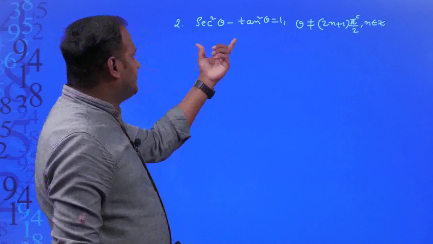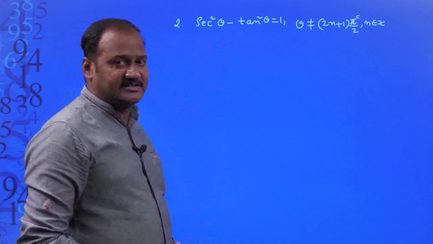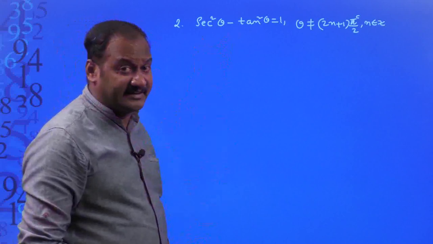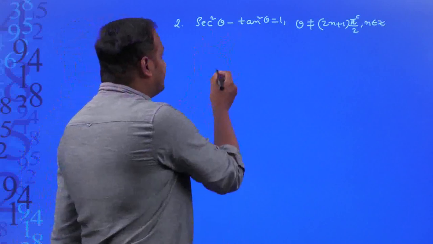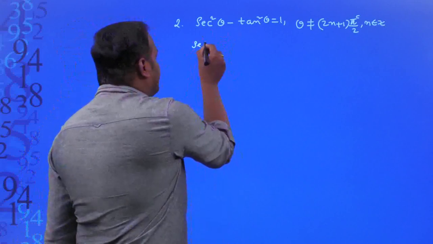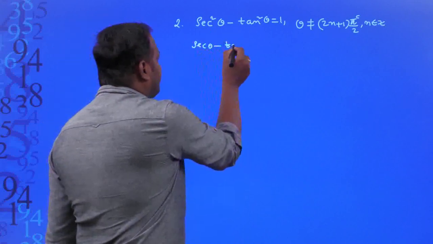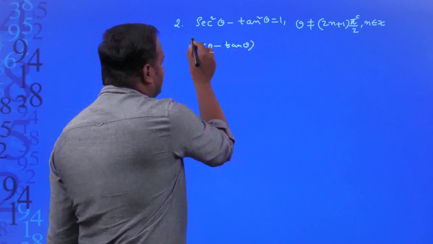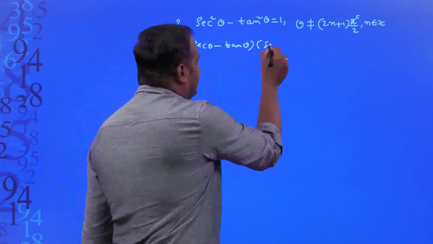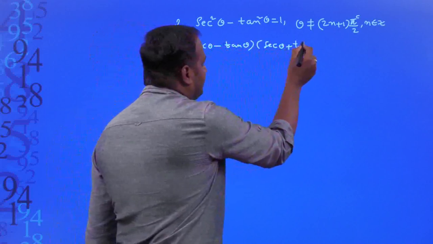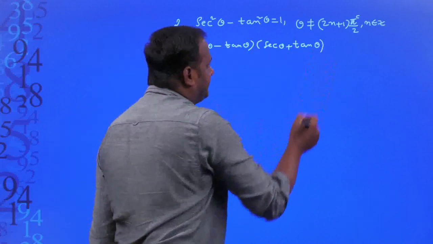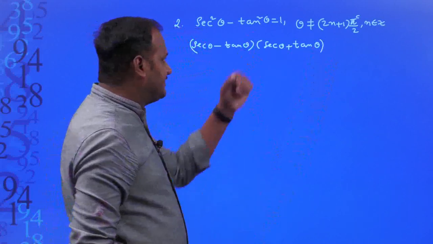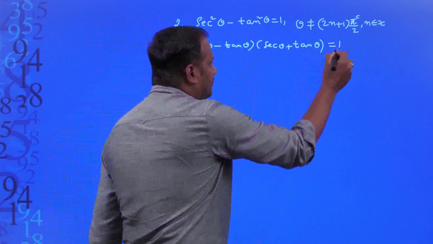If you observe, the term secant square theta minus tan square theta is in the form of a square minus b square. So, what is the formula for a square minus b square? It is (a minus b) times (a plus b). That means (secant theta minus tan theta) into (secant theta plus tan theta) is equal to 1. Yes, is equal to 1.